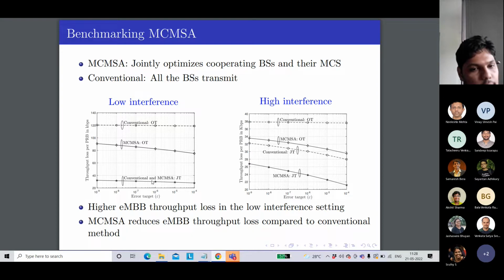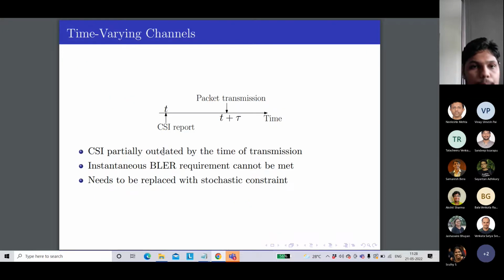In low interference, conventional and the algorithm are the same because we saw low interference is nothing but all the base stations transmitting. So now we saw the expressions for achievability, and also we saw the effect of the algorithm in reducing the eMBB throughput loss. We saw a trade-off between achievability and eMBB throughput loss. Now let's go to the second problem that we have worked on, which occurs in time varying channels. We'll see what the problem is there, and what we did to overcome that problem.